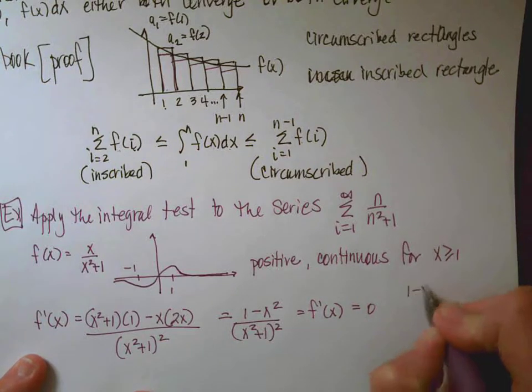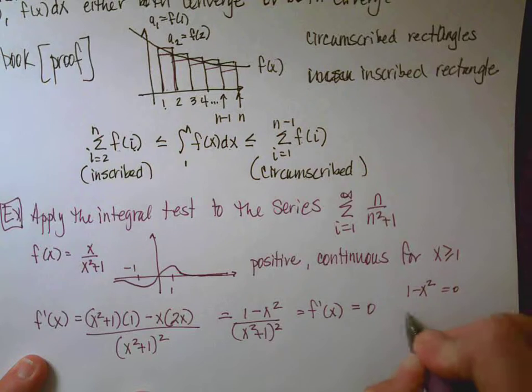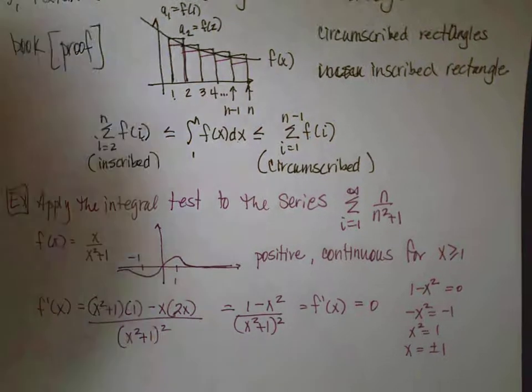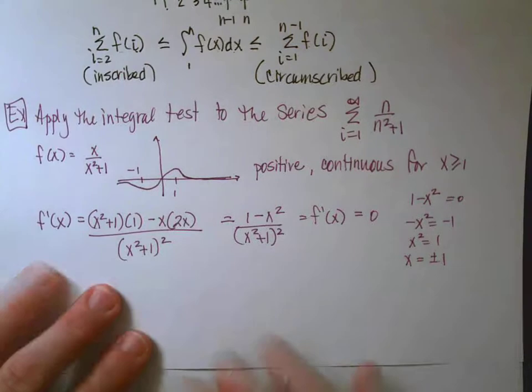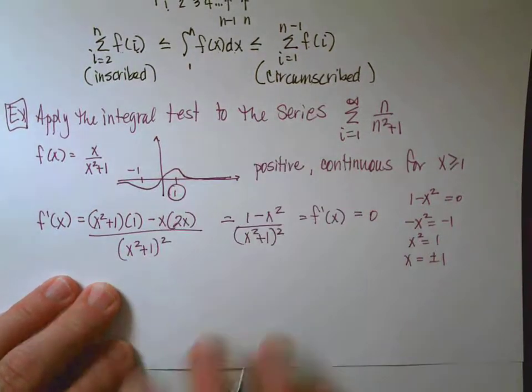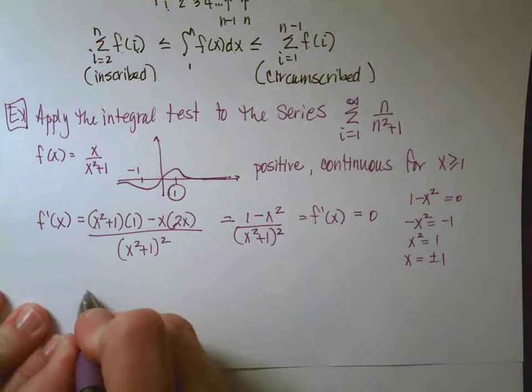And so if I cross multiply, I'm going to get 1 minus x squared is equal to 0. A negative x squared is a negative 1, x squared is 1, and x is going to equal plus or minus 1. So from the first derivative test, those would be my critical points. But primarily, I'm interested in what happens after that.